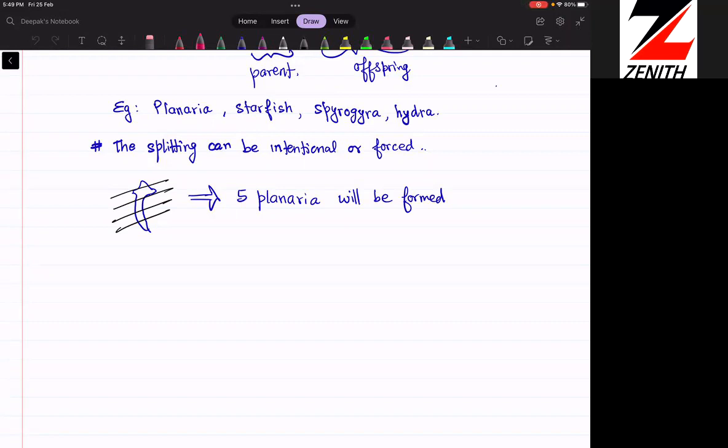You are getting my point? In a starfish, if you cut one arm of the starfish, from that arm also a new starfish will grow, so then it becomes fragmentation. And if only a part regrows, then it's regeneration, not fragmentation.